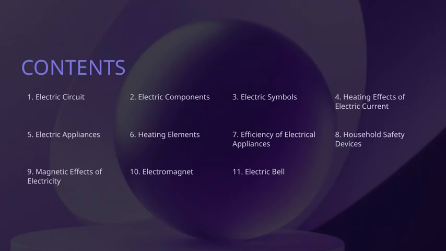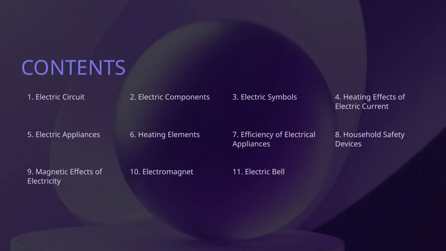Next, we'll discuss electric appliances and how they fit into our daily lives, including their efficiency and how we can make them safer. We'll also cover heating elements and the heating effects of electric current, which are important for appliances like toasters and heaters. Then, we'll delve into the magnetic effects of electricity, leading us to electromagnets and their applications. We'll also examine household safety devices that help protect us from electrical hazards. Lastly, we'll look at electric bells, a simple but classic example of electromagnetic devices.